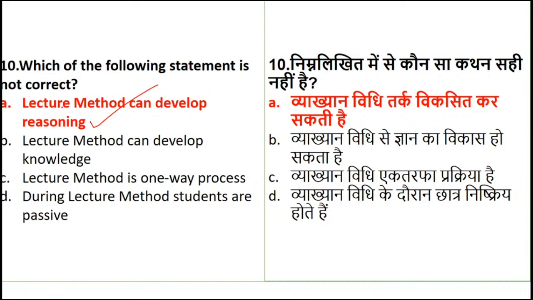I hope you have understood the way the question is asked. In the question, straight away it is said lecture method gives knowledge. Now the percentage of knowledge differs from one child to another child. It is a one-way process. Here the students are very passive, but lecture method will never develop reasoning. It means the problem solving ability. So that is the right answer. That statement is not correct, and so option number A is the right answer.